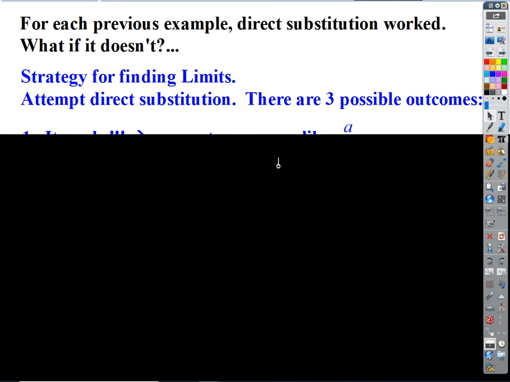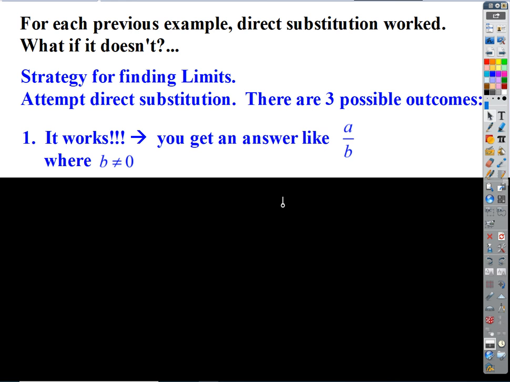The first one is the best, the easiest. If we try direct substitution and we get some answer that's a rational number, it might even be irrational, right? It doesn't necessarily have to be a rational number. It could be pi over 2 or something crazy like that too. But we're going to get some answer where we're not dividing by 0, right? So it's a legal, real number. We're done. Direct substitution worked, and that's our answer. And the examples we've looked at so far today have all fallen under that category. Direct substitution works, and you're done.